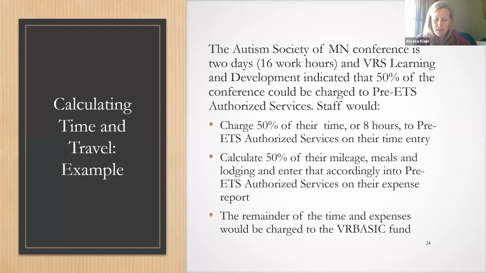Here's an example of how the percentages will work. The Autism Society of Minnesota Conference is being held for 2 full days, which would be 16 work hours. The Learning and Development team indicated that 50% of the conference could be charged to Pre-ETS authorized services. So staff would charge 50% of their time, or 8 total hours, 4 hours each day, to Pre-ETS authorized services on their time entry. Calculate 50% of your mileage, meals, and lodging, and enter that accordingly to AUTH on your expense report. The remainder of that time would be charged to the VR Basic Fund.